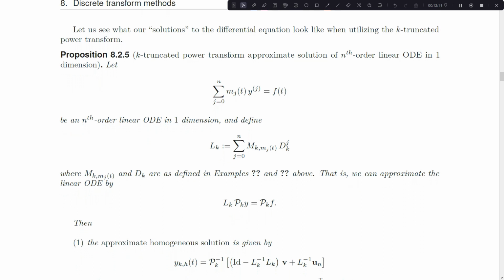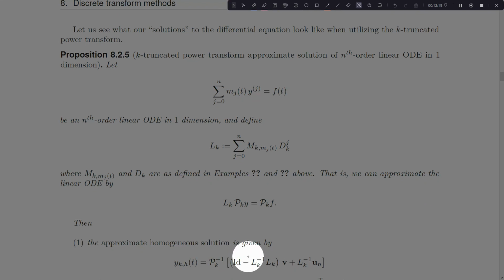So let's scroll down. There's our approximate homogeneous solution. And what you see from before is that what I've done is I've taken this idea of the identity minus the pseudo-inverse on L.